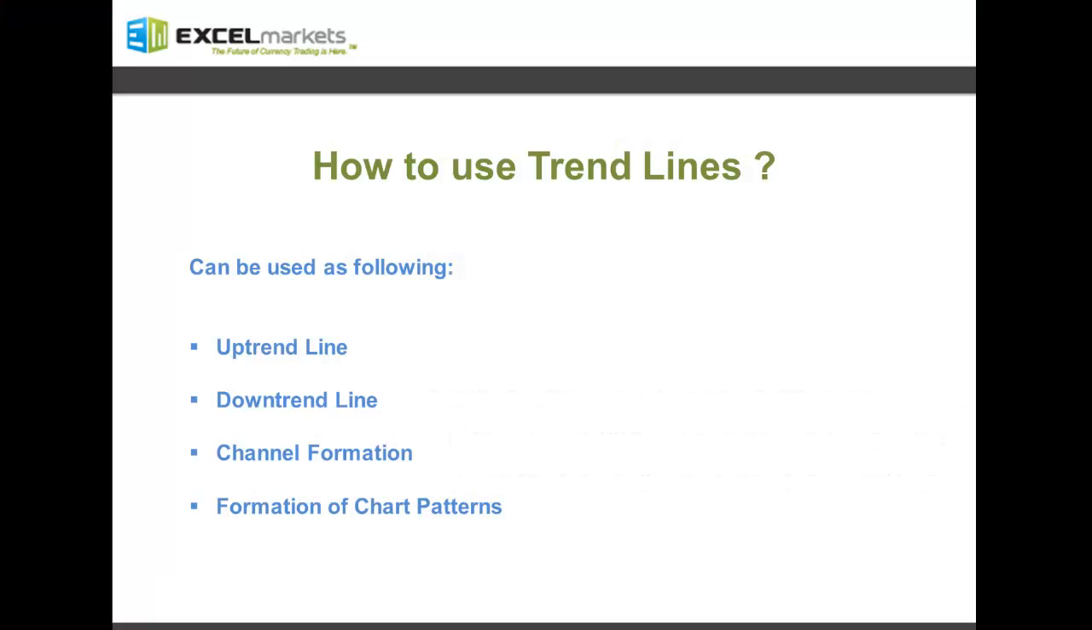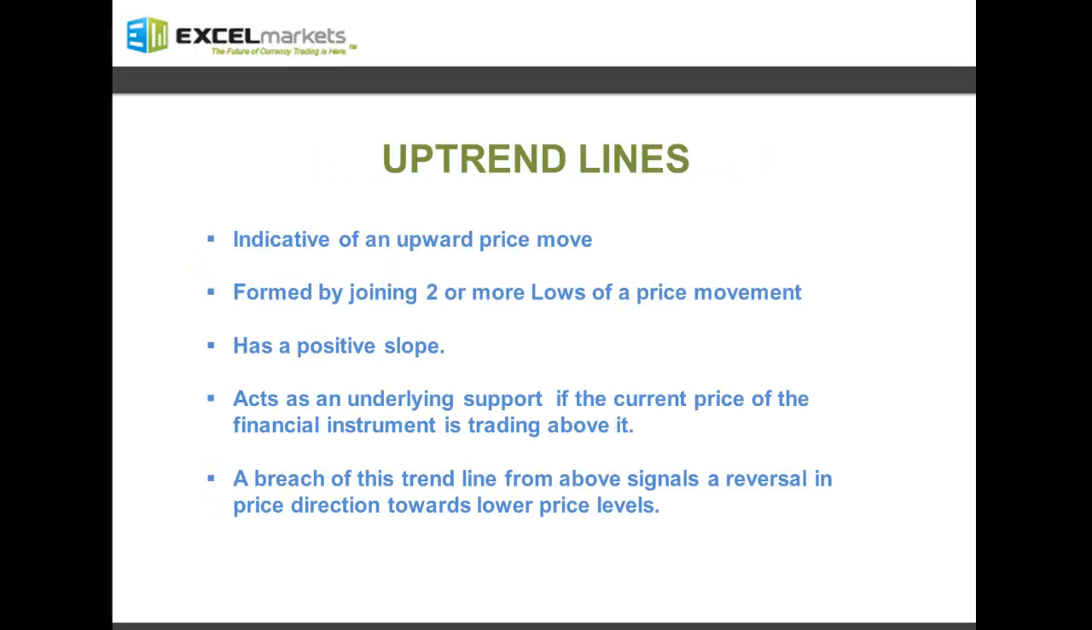Now that we understand the basics of trend lines, we shall examine their use in trading. Trend lines can be used as an uptrend line or a downtrend line, as we just saw. They can be used in the channel formation as well as in the formation of various other chart patterns. The uptrend line is indicative of an upward or ascending price move. These trend lines are formed by joining two or more successive lows of a series of ascending peaks and troughs, as we just observed on the trading platform.